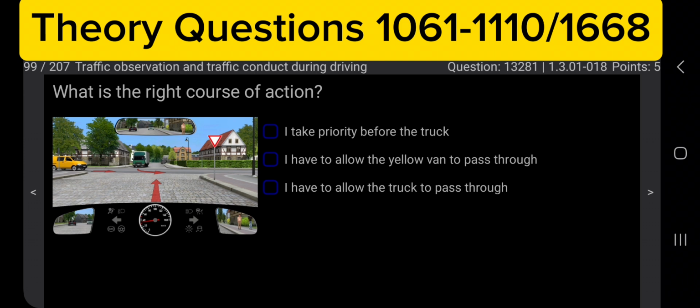I take priority before the truck. I have to allow the yellow van to pass through. I have to allow the truck to pass through.